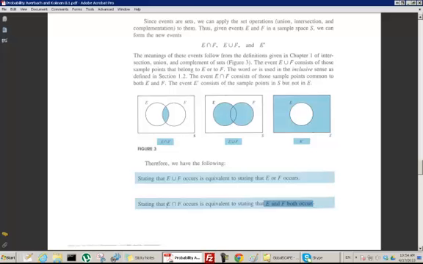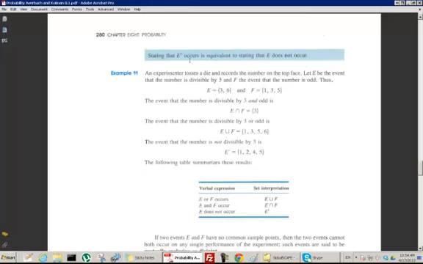Right? So if we say E intersect F, it means something in here happened. That means that both E happened and F happened. So E and F both occur. And stating that E prime occurs means that E did not occur. Stating that E prime occurs is equivalent to stating that E does not occur.